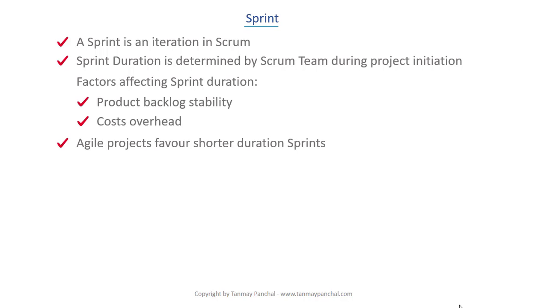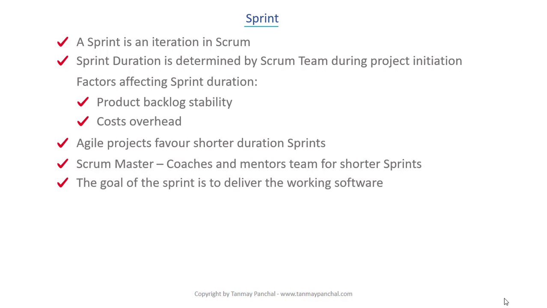A team may be tempted to extend the duration of a sprint in an effort to hide their inefficiencies. Remember, Agile projects favor shorter duration sprints, and it is the Scrum Master's responsibility to coach and mentor the team so it can reduce waste, irregularities, and overuse and make the sprint shorter.